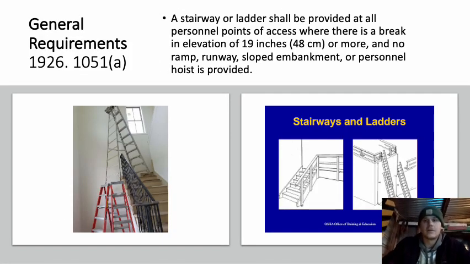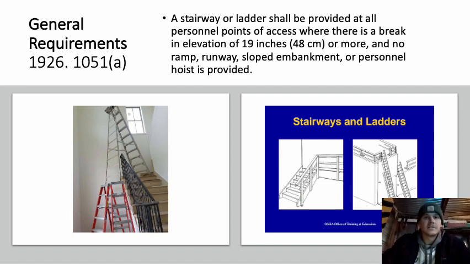Okay, so the first one we're talking about is general requirements, and it just says a stairway or ladder shall be provided at all personnel points of access where there is a break in elevation of 19 inches or more, and no ramp, runway, slope, embankment, or personnel hoist is provided. So here on the left, this is not what you want to see on a construction site. This is unsafe. We're going to try to eliminate everything we can with this photo.